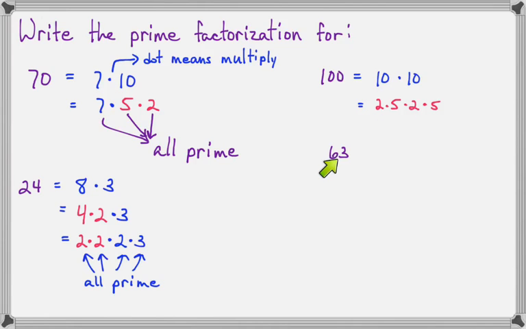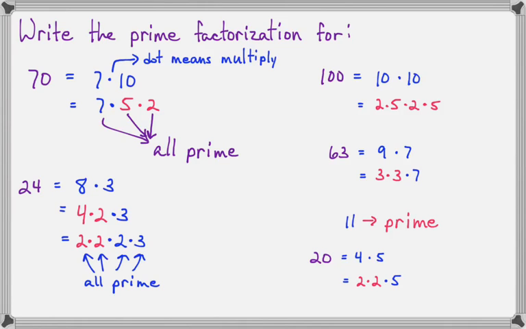Alright, so 63, let's try to break down 63. I think of 9 times 7. 9 is composite, so 9 becomes 3 times 3, and I've still got my 7. So 63 is 3 times 3 times 7. And if we talk about the prime factoring for 11, well, 11 is prime, nothing will go into it. Let's do 20. 20 I could think of 4 times 5. 4 is not prime, so I need to think of it as 2 times 2. So the prime factoring of 20 is 2 times 2 times 5.